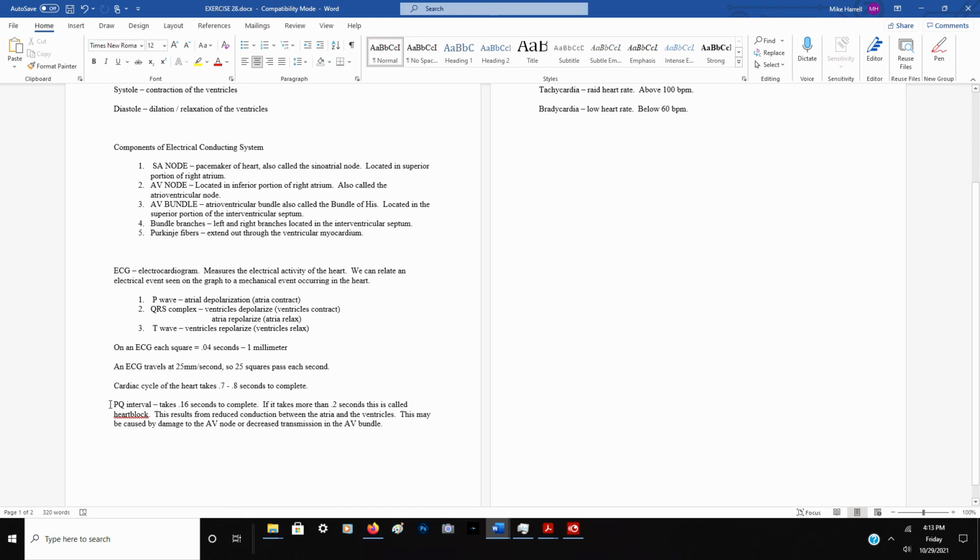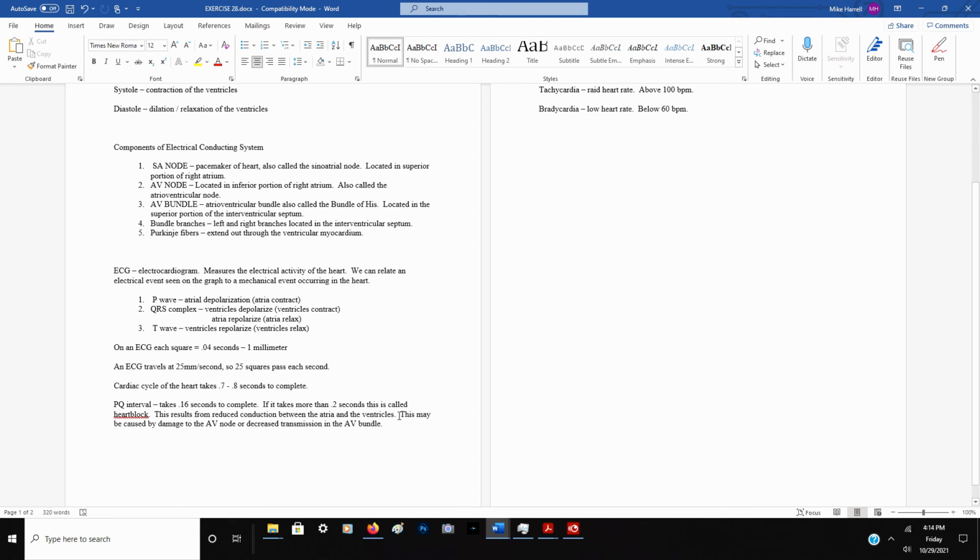There's also a lot of intervals you can look at on an ECG, and let's just mention a few of them here, some of the common ones. First one mentioned right here is the PQ interval. Well, that's the timing of that P wave. That's the time from the start of the P to the start of the Q. As we said, that should take about 0.16 seconds right there. If somebody has a PQ interval that takes more than about 0.20, they might have something called heart block. This usually results from a reduced conduction between the atria and the ventricles.